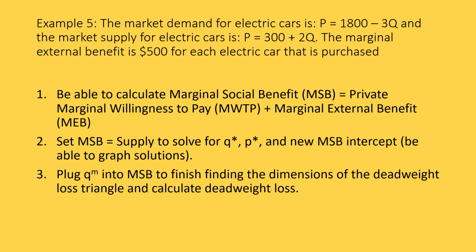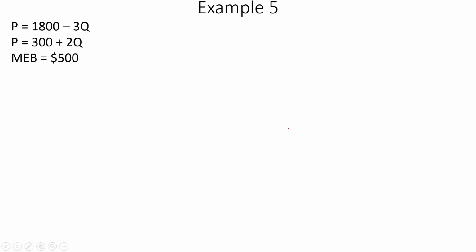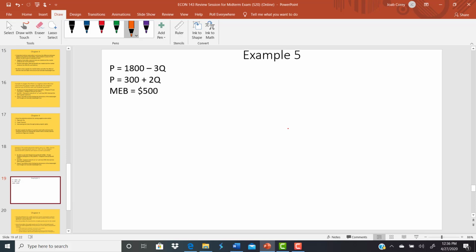So let's go through this example. We'll go ahead and start from scratch and calculate the market equilibrium. Never hurts to do that again, since you'll most likely have to do that on the test. And then we'll see how this market is affected by these external benefits. All right, so here's the example that we just talked about.